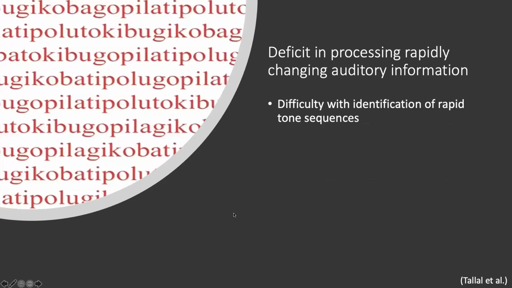The next account is a deficit in processing rapidly changing auditory information. This has to do with difficulty identifying rapid tone sequences or identifying syllable boundaries. This image on the slide is from a famous statistical learning study where I think they did it with adults, but they also did it with children. People would passively listen to this speech stream of Polu, Taki, Buki, Go Bag, playing in the background while they were doing something else. Then they were tested on the syllable boundaries of this language. It's a statistical learning thing because people were able to pick up where the boundaries were just based on the co-occurrence of certain phonemes together.